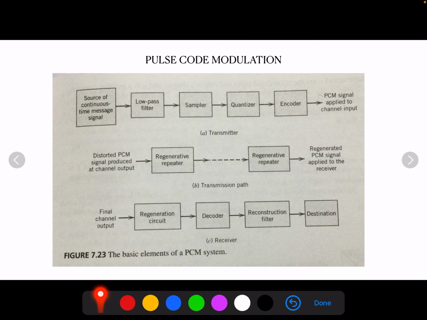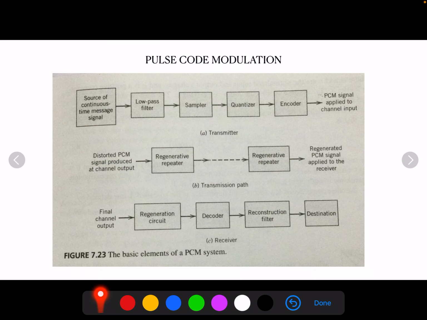Regeneration also occurs at intermediate points along the transmission path. Regeneration along the path becomes necessary when you are doing time division multiplexing. It is very necessary to synchronize the receiver to the transmitter for the overall system to operate satisfactorily. So, we'll use pulse code modulation. We'll take each block one by one.